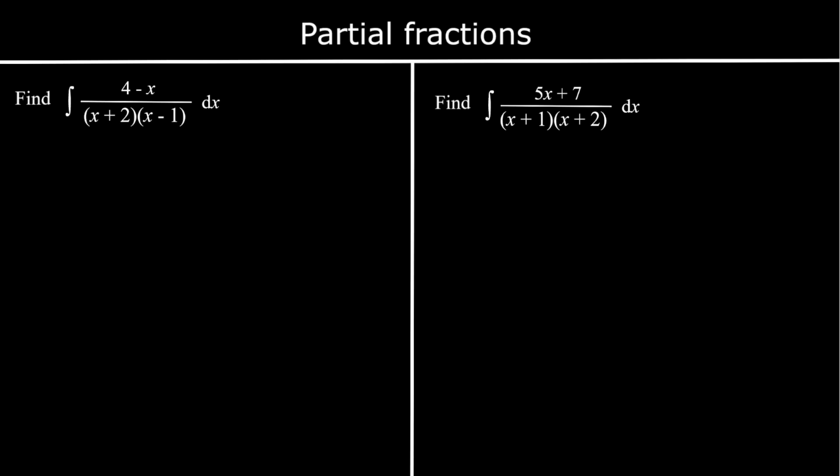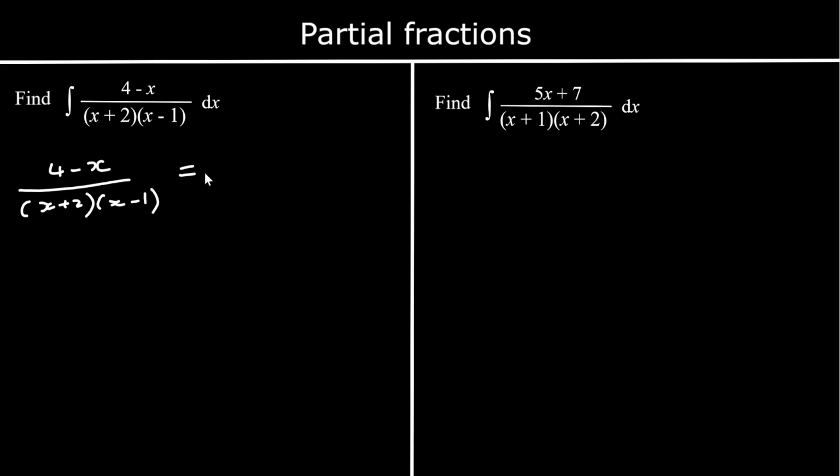We can make an algebraic fraction easier to integrate by splitting it into partial fractions. So here we have an algebraic fraction. We're going to split it into partial fractions and then integrate. We have 4 minus x over x plus 2 times x minus 1.